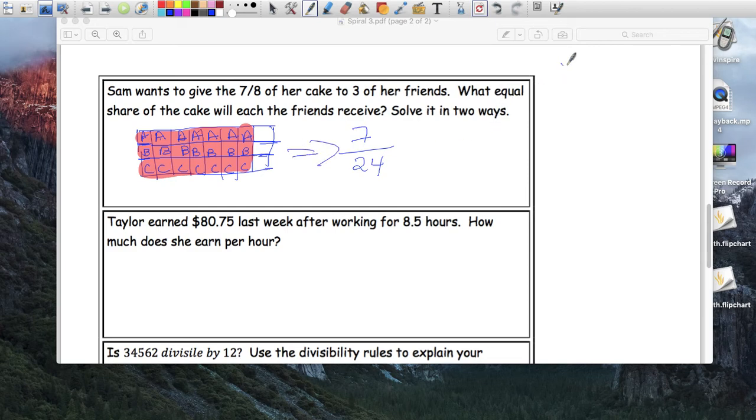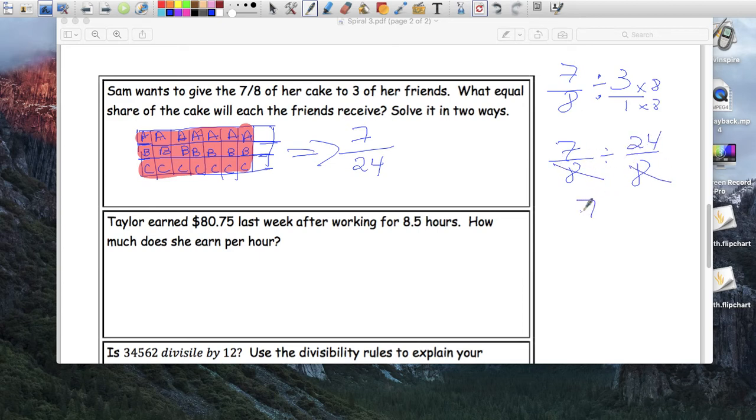So let's do the other way. 7/8. That's what I have. And I'm going to share with 3 friends. Okay. We can put this over 1. And the LCM is 8. This stays a 7. 1 becomes an 8 times 8. And the top is times 8. 3 times 8 is 24. Common denominators, yes. Cross and cross.